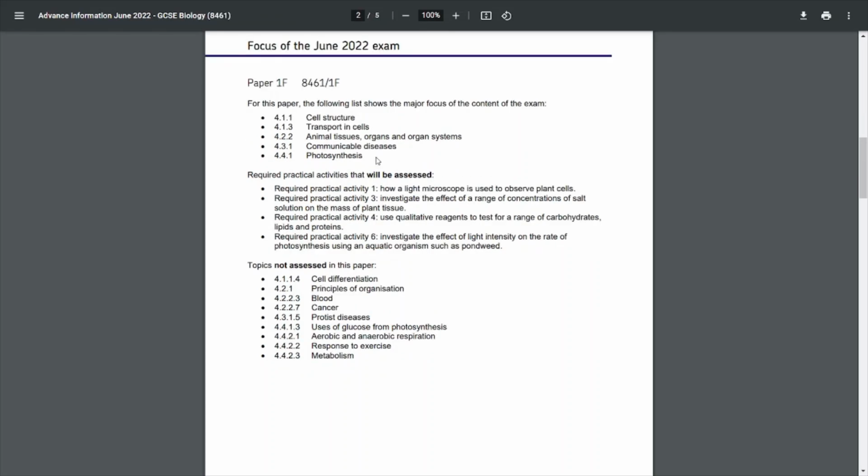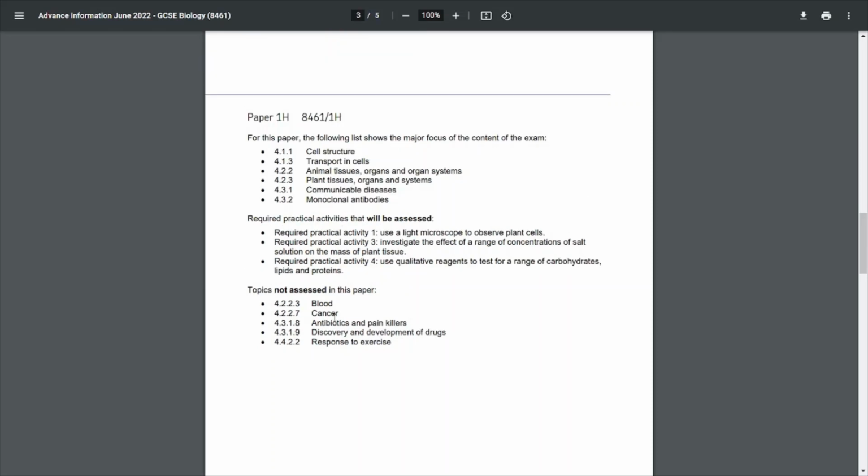If you're taking biology as a single science, or triple science as I call it, again, communicable diseases, 4.3.1, the first two slides, is your major focus, and protist diseases has been taken out for you. And finally, triple science higher, communicable diseases is your major focus, as well as monoclonal antibodies. They will be examined in your exam. And for you, antibiotics and painkillers and the discovery and development of drugs have been taken out.